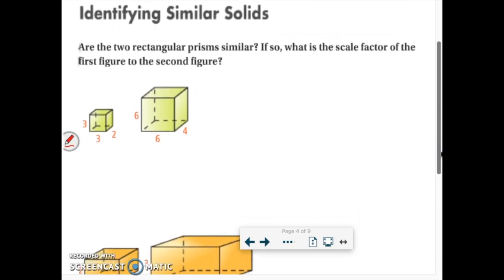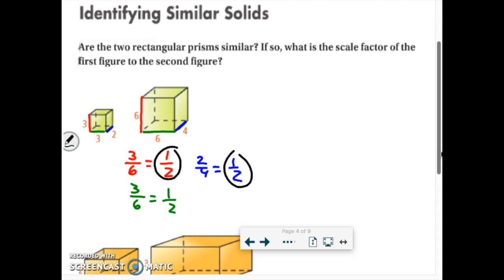So here's a good example of what this might look like. It says, are the two rectangular prisms similar? If so, what is the scale factor from the first to the second? So what we would want to do is line up sides that correspond. We're checking if the corresponding linear dimensions are proportional. So we have one side that's 3/6, which simplifies to 1/2. Then we have like the bottom sides, which is also 3/6, which simplifies to 1/2. And then we even have the depth of it, which is 2 to 4, which is also 1/2. So each time we end up with a 1/2 for that fraction.